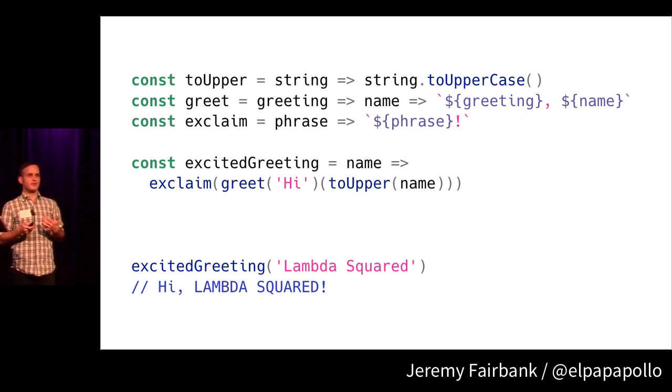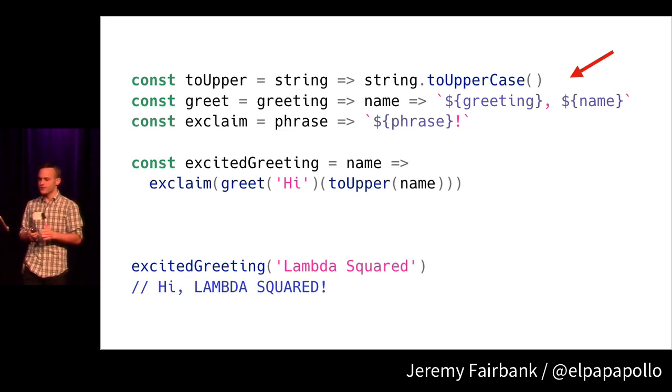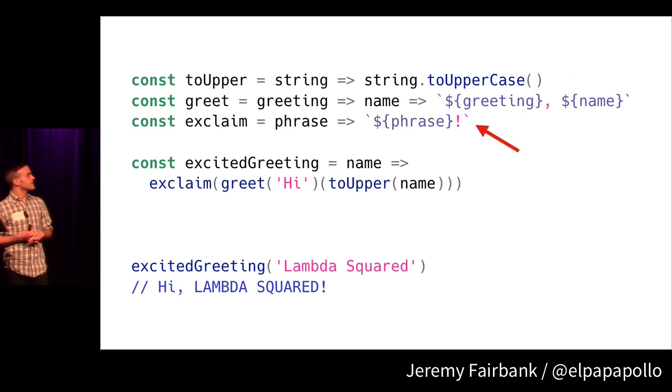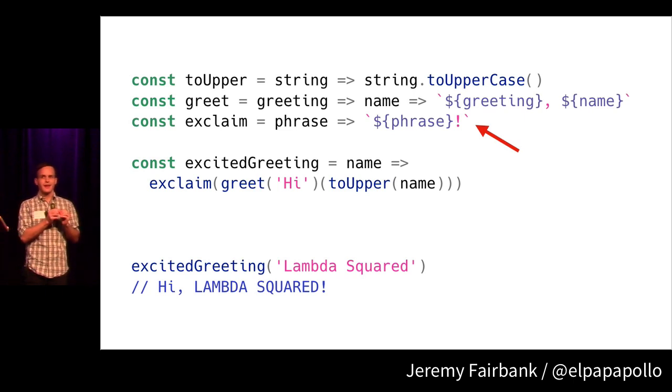So I'm going to write some helper functions. The first one will be a toUpper function. It takes a string and it delegates to the string's toUpperCase method. I'll also have my greet function that we wrote earlier, the curried version. And then we'll have this exclaim function that just takes a phrase and appends an exclamation point.